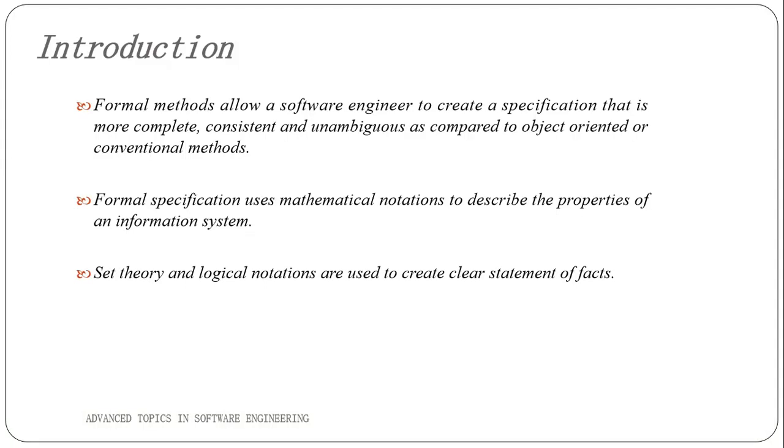Formal methods allow a software engineer to create a specification that is more complete, consistent, and unambiguous as compared to conventional methods. Formal methods basically use mathematical notations to describe the properties of an information system. These mathematical notations belong to discrete mathematics, such as set theory and logical notations. Both of these notations are used to create clear statements of facts.